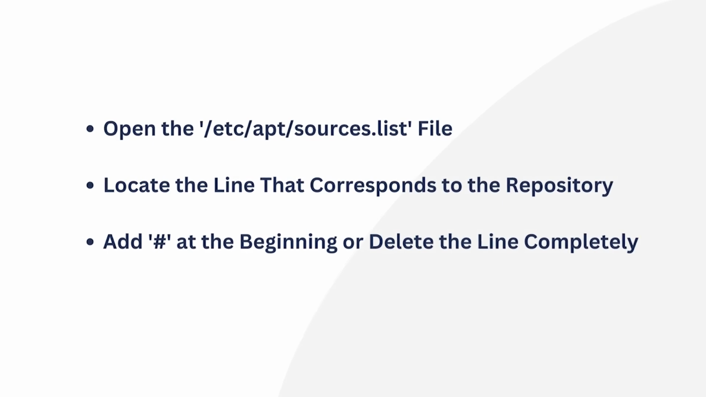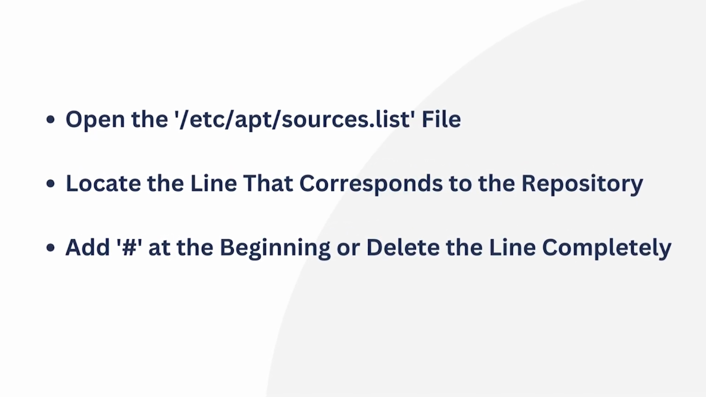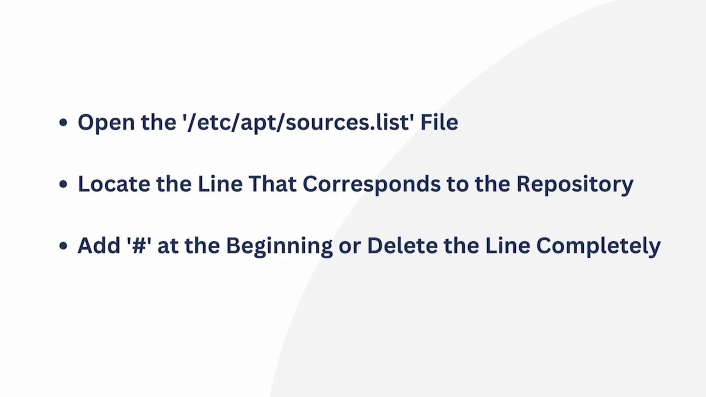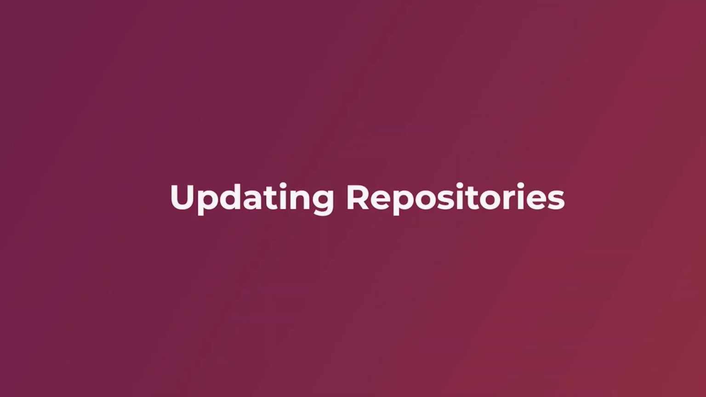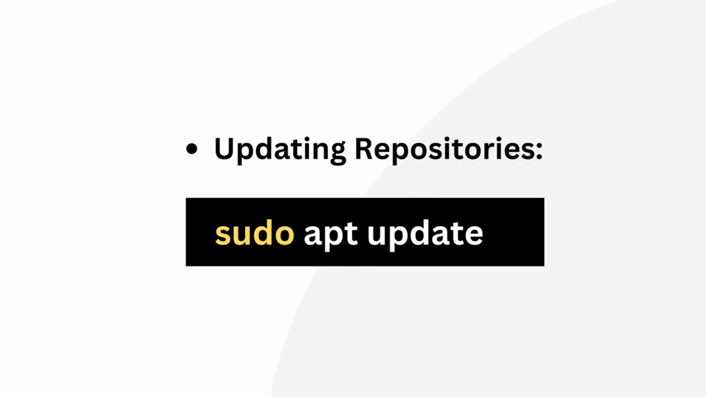To disable a repository, open the /etc/apt/sources.list file in any text editor, locate the line that corresponds to the repository, and either deactivate it by placing a hash at the beginning of the line or deleting the line completely. Once you've made changes to your repository list, it is essential that your system is up to date with the recent modifications with the command sudo apt update.